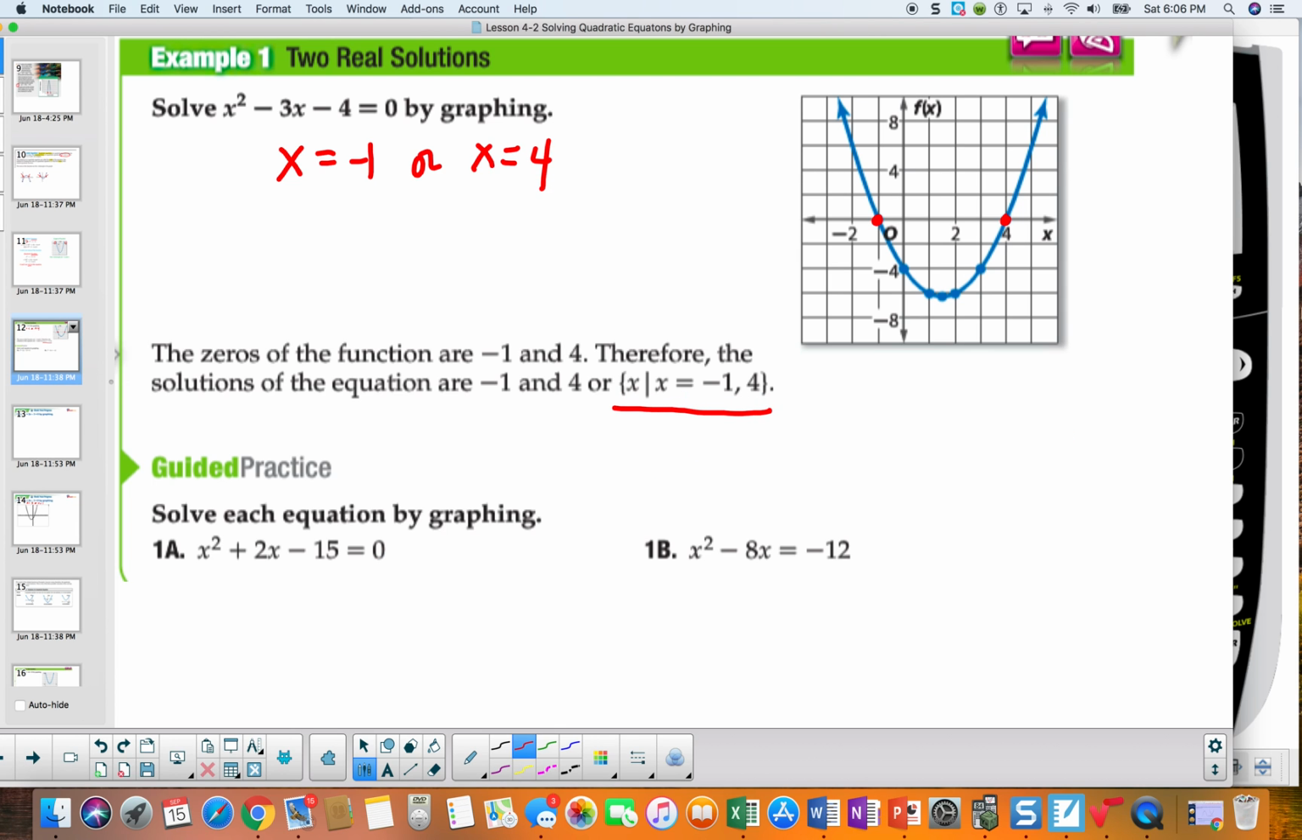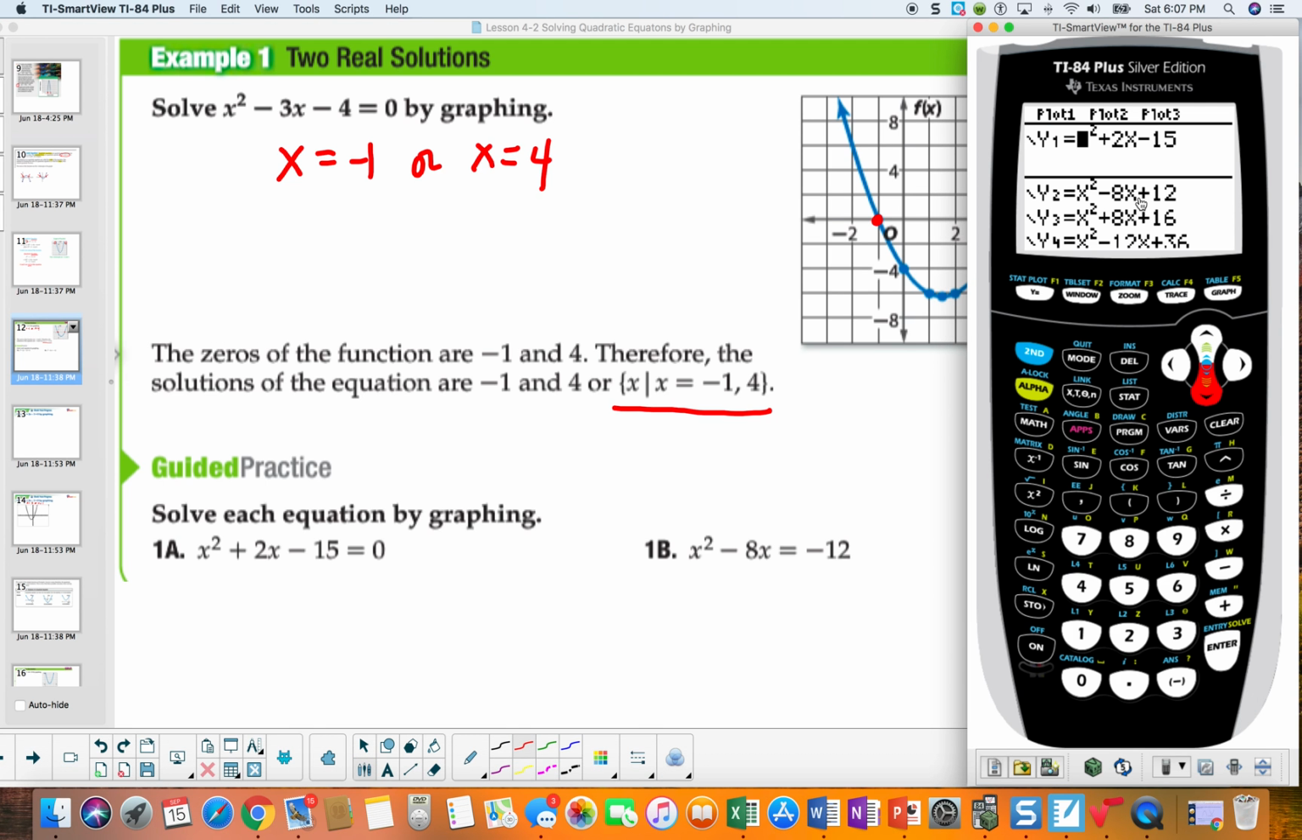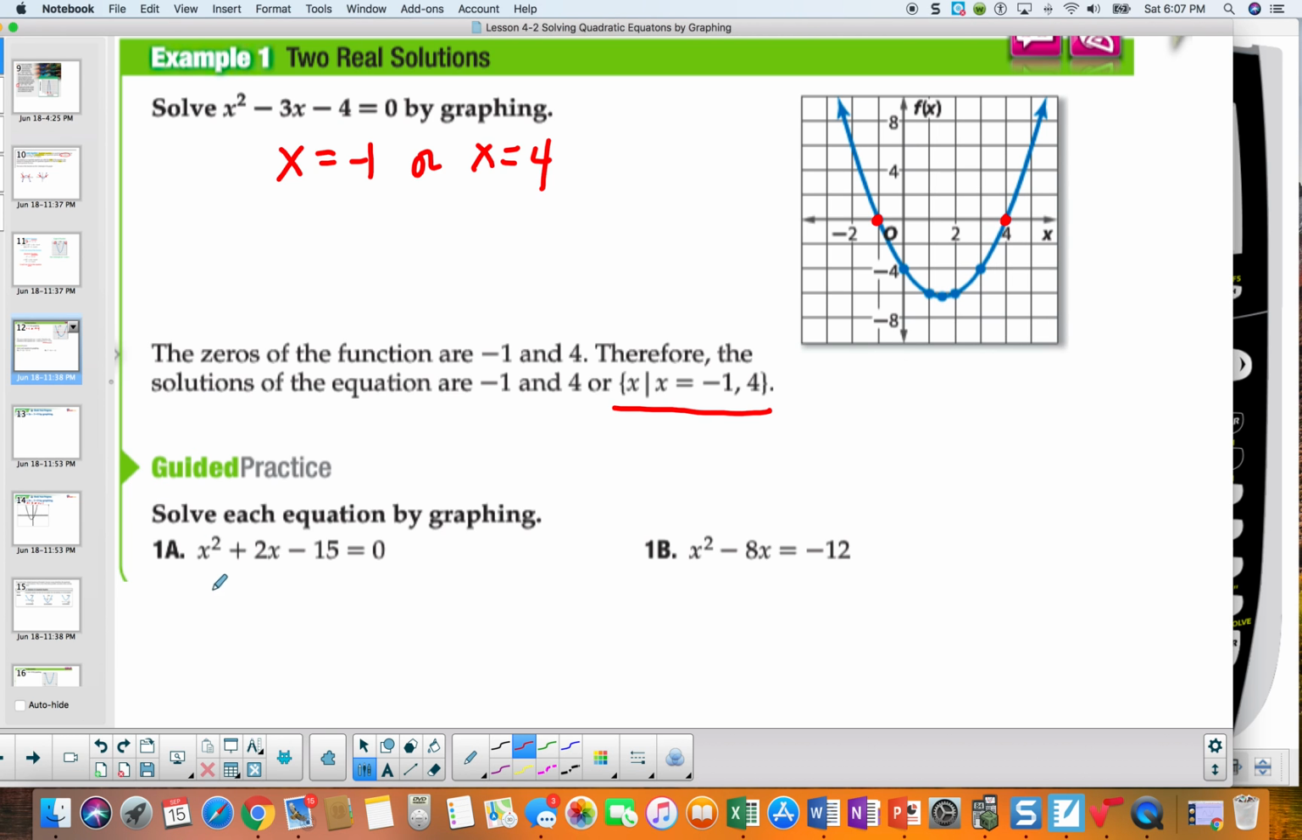Now let's go ahead and see if we can graph this. I'm going to go to my calculator, and I already have it in my calculator, so I'm just going to go over, enter, so that it will graph, and I'm going to go zoom 6 for standard. According to this, it looks like it's at -5 and 3. So the answer will be x is equal to -5 or x is equal to 3.